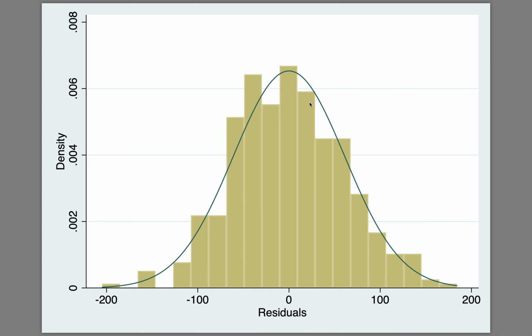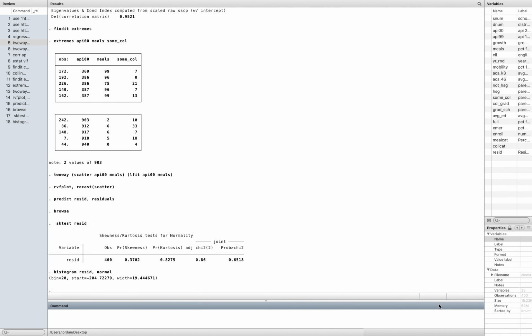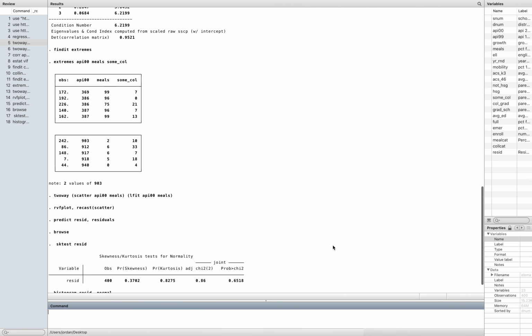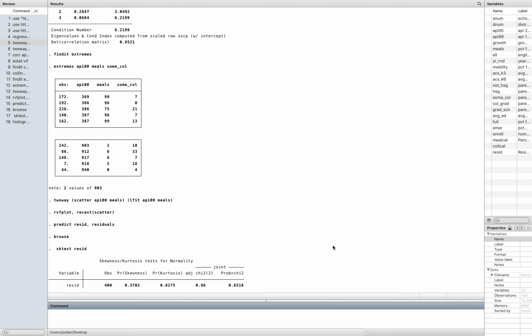You see that from the kurtosis, the peak is not too high, and with the skewness test, if the skewness was worse, if it was significant, you would see that the tails, at least on one of these sides, come out much, much more. So you see that the residuals meet the normality assumption. So these are the assumptions of regression.